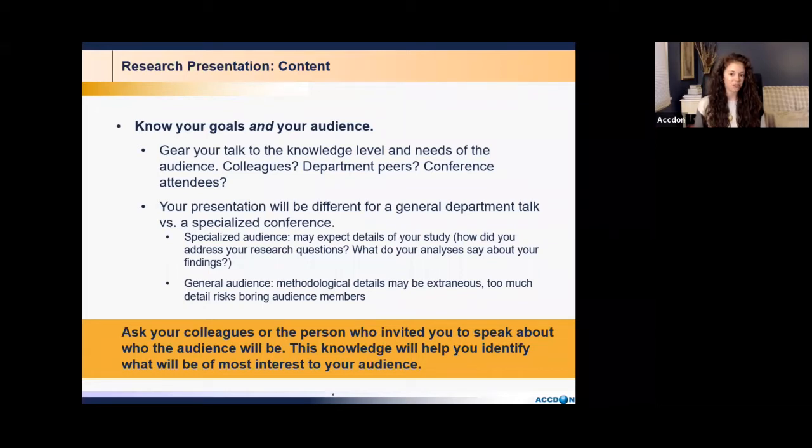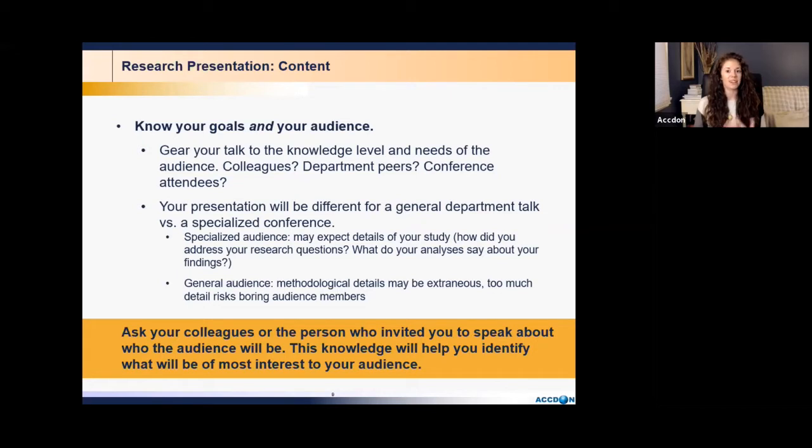In contrast, a general audience is probably not going to want to know the ins and outs of your methodology because that's going to be too much detail. And if it's an audience that doesn't understand that detail, you're unfortunately going to lose their interest and they'll stop paying attention. That's why it's important to really know your audience.